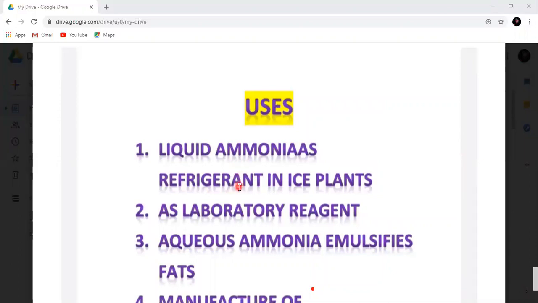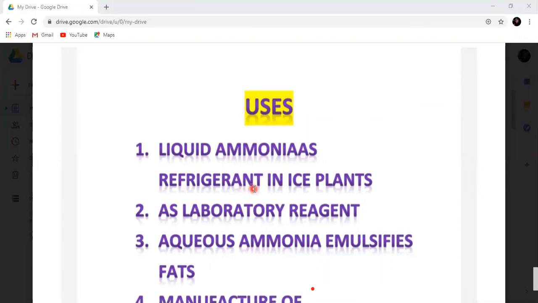The reason behind this is that it is a colorless liquid. It is clear when it is anhydrous ammonia, and it evaporates rapidly. And whenever the evaporation is there, then the cooling effect occurs. As the evaporation is rapid, the cooling effect is also rapid. That's why it is a good refrigerant.